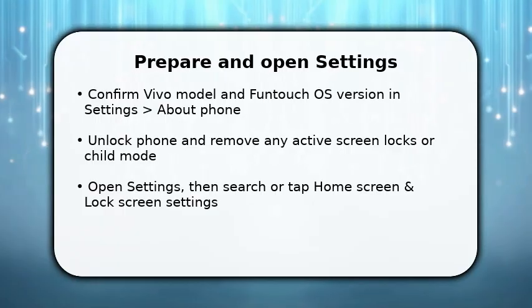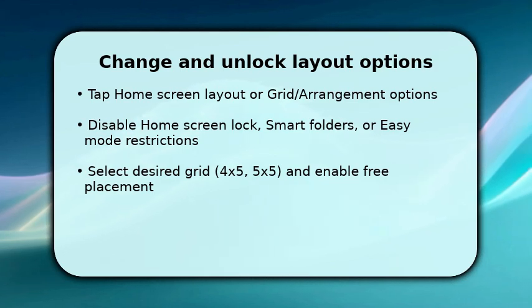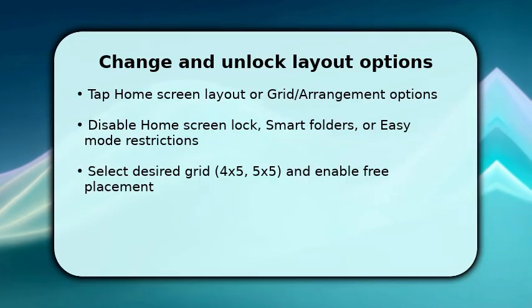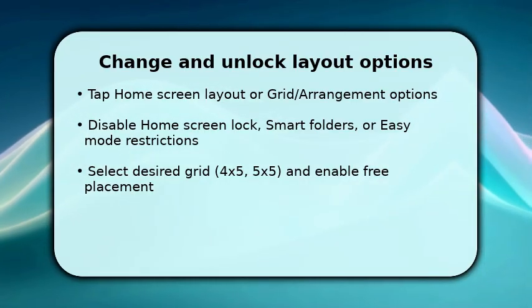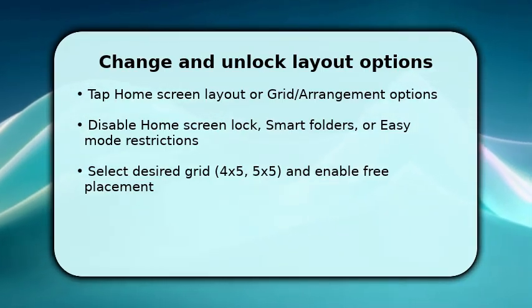You'll now unlock the layout controls inside the home screen settings. Tap Home Screen Layout or Grid and inspect options. Some Vivo phones hide advanced controls behind a home screen lock toggle. Turn off Home Screen Lock, Smart Folders Limiting Placement, or Easy Mode if enabled, because those prevent rearranging.